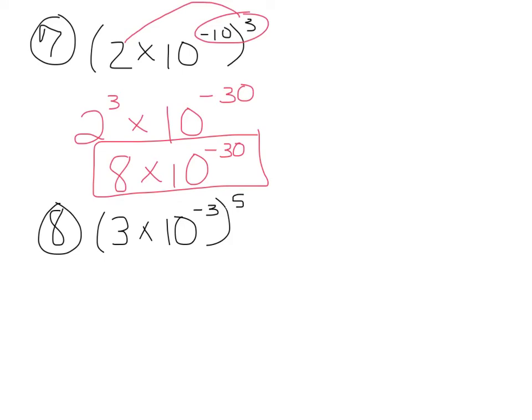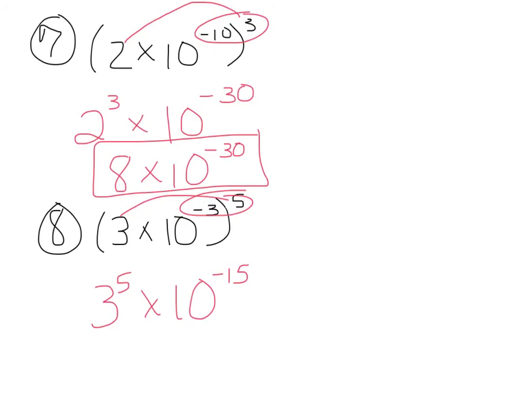Okay, the last one here, we have 3 to the 5th power times 10 to the, multiply these guys, negative 15. Okay, the reason why we can multiply these right here and right here is because we're talking about a power to a power. So we're just distributing that exponent to everything.